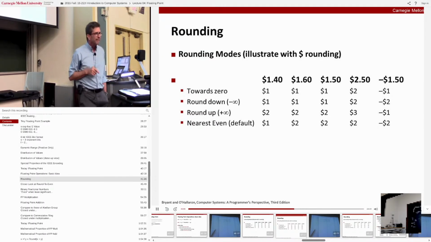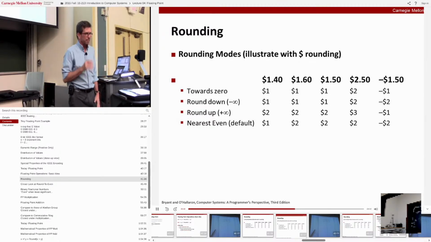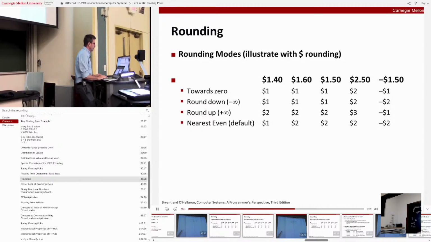Yes? Doesn't that make negative infinity greater than positive? Well, that was the exception, right? That's right. So aside from infinity, you can't do that comparison. But positive infinity works, right? But not negative. So you're right. Good point. All right. So let's look at these rounding modes, and I'll explain why the nearest even works.